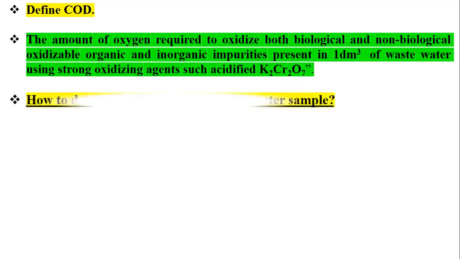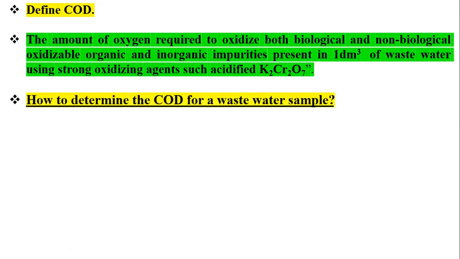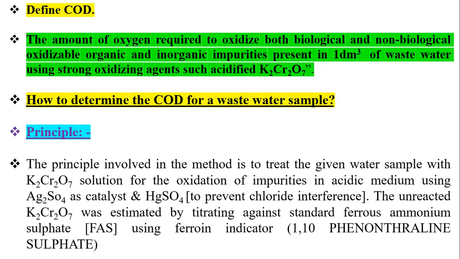Next is how to determine the COD for a wastewater sample. We require some procedure. What is the procedure we can follow? What is the principle involved in that? We can go to the principle. The principle involved in the method is to treat the given wastewater sample with dichromate solution for the oxidation of impurities in acidic medium.